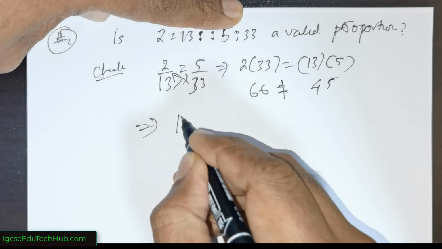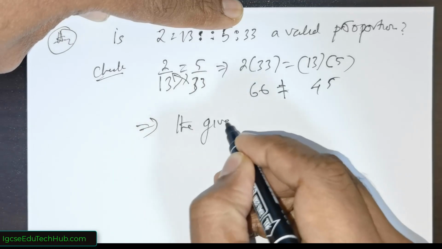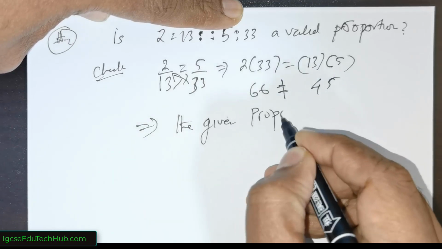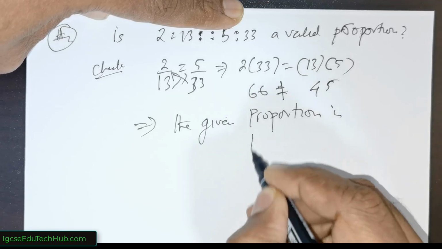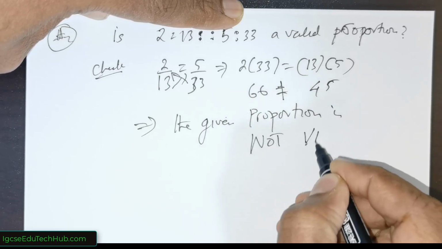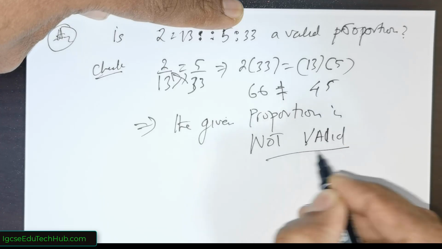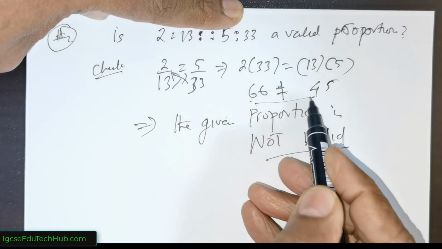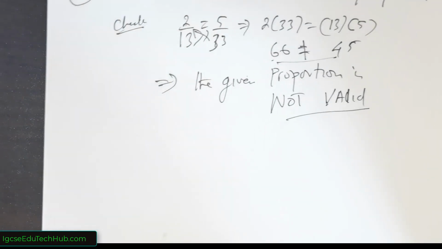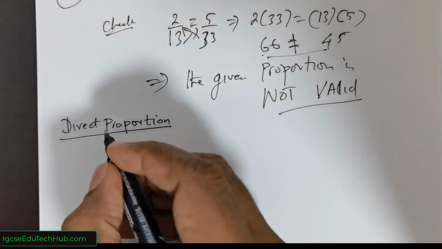This means the given proportion is not valid. Okay, left hand side should be equal to right hand side, but in this case it is not so. This is an important definition.